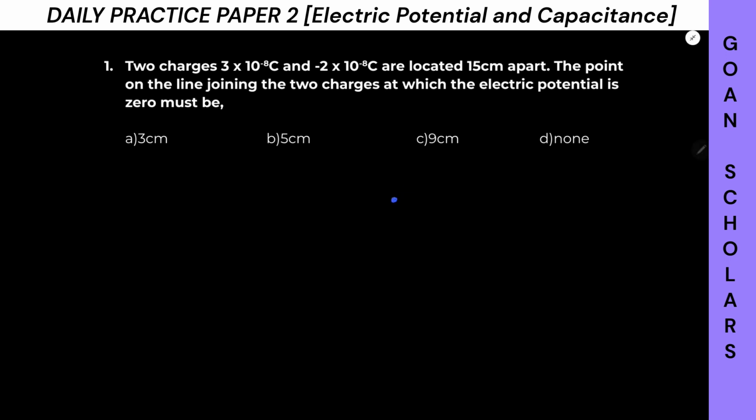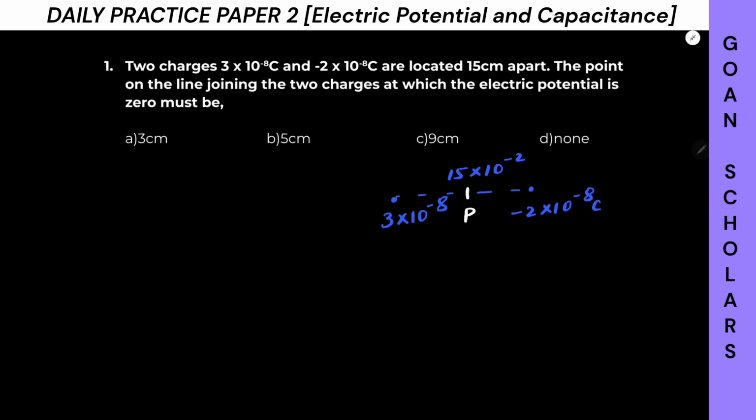Let's see. First of all, let me place our first charge here. This is our 3 into 10 to the power minus 8, and another one here, minus 2 into 10 to the power minus 8 coulomb. What is the separation between them? The separation is 15 centimeters, so 15 into 10 to the power minus 2. Now we have to find the point at which the electric potential is 0.